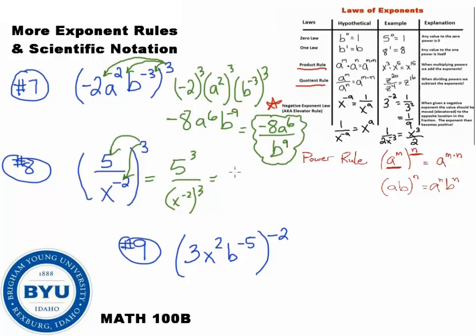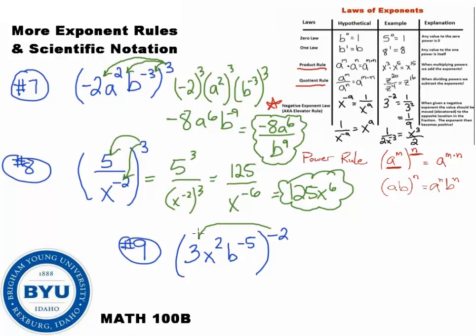5 times 5 times 5 gets you 125 all over, and we're going to have to multiply the powers here because it's a power raised to a power, which gets us x to the negative 6. Now, we're not going to say that's our final answer because we have a negative exponent. We need to pull up those x to the negative 6. They become positive, and our final answer is 125 x to the 6th. Okay, sweet. Last step here.